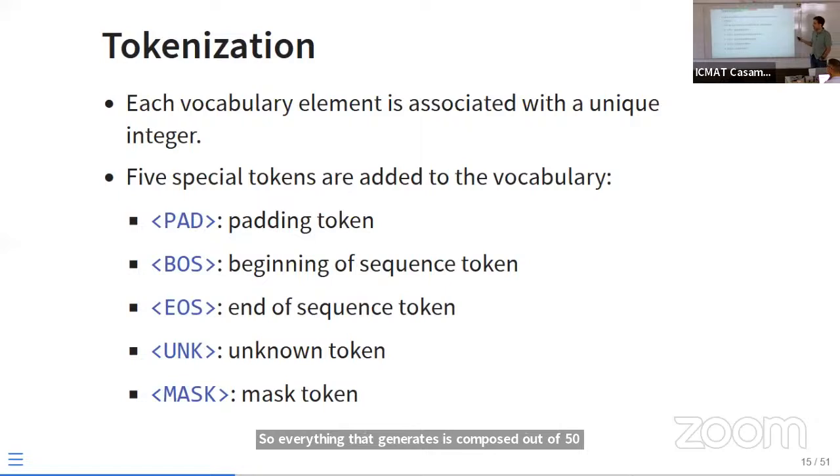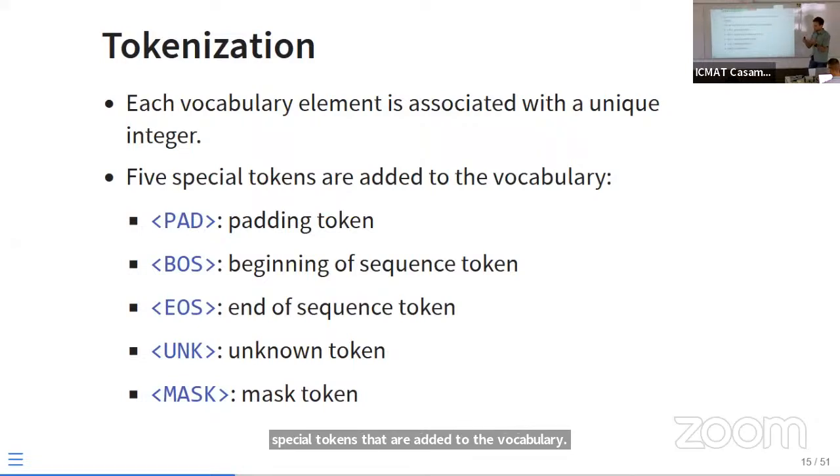Okay, so once we choose a tokenization strategy, what we have to do is assign to every element in the vocabulary, to every word, for instance, a natural number, an index, okay? And there are 5 special tokens that are added to the vocabulary. 5, and sometimes it's less than 5.